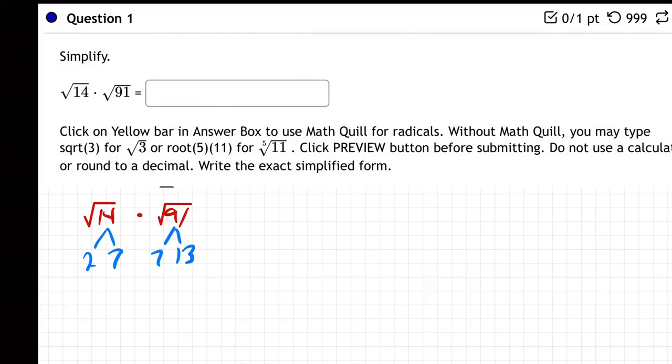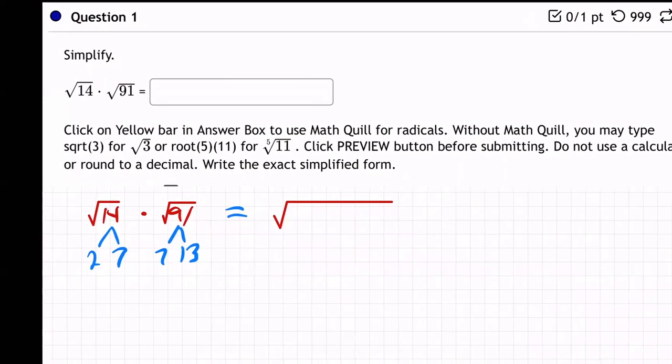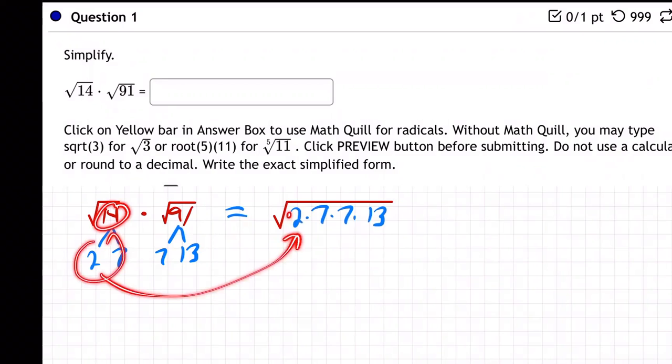And so what that means is, putting those guys together, we get 2 times 7 times 7 times 13. So what I've done so far is I just took all the pieces of the 14, 2 and 7, and the pieces of the 91, 7 and 13, and put them all together in one square root, because they are times. So you can just combine them all together in one big square root.